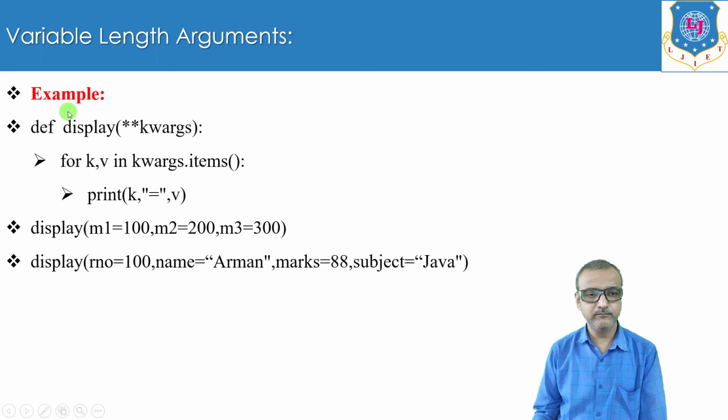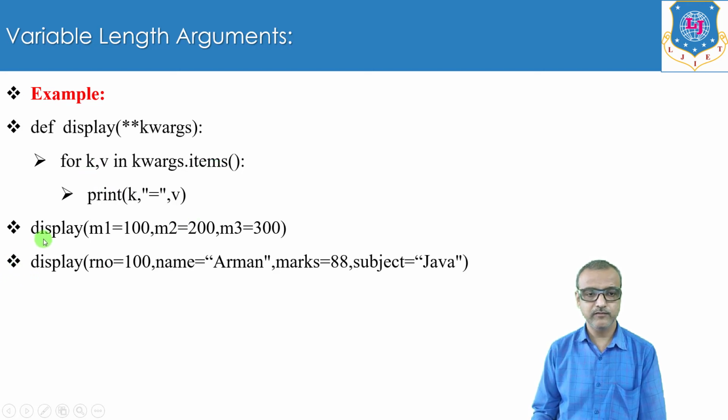See, this is the example. First of all, write down the def keyword. This is the function name, display. And write down double star keywords argument. Don't forget about this colon. Now for k, v in keywords argument dot items, print k equals v. So what it will do, it will print all the keyword arguments present.